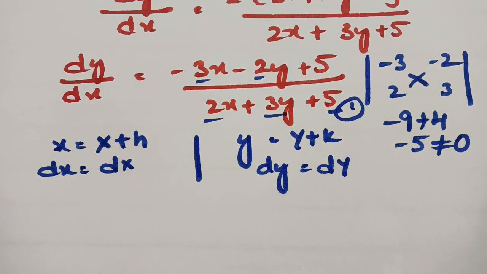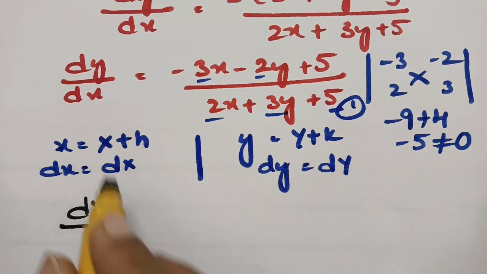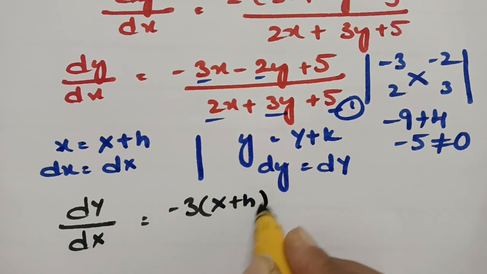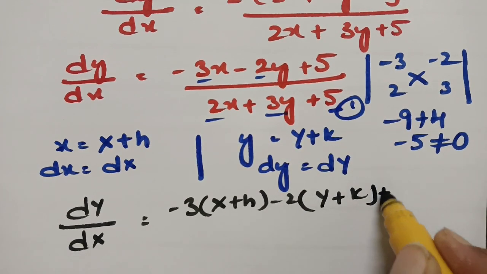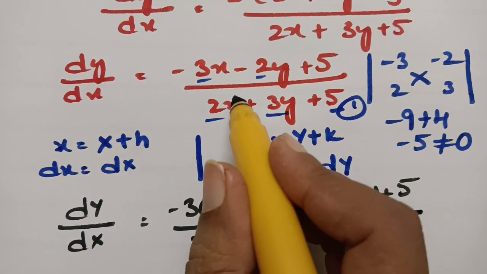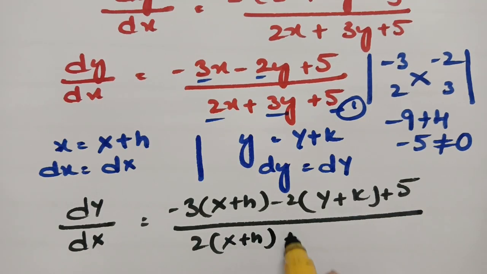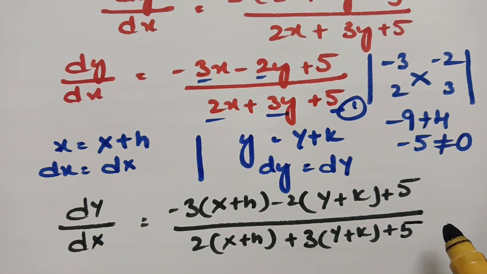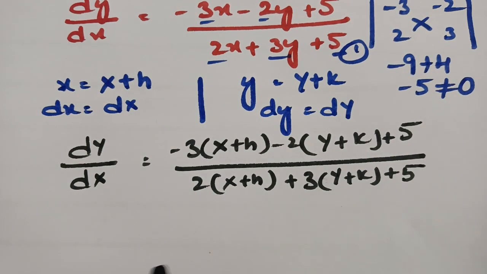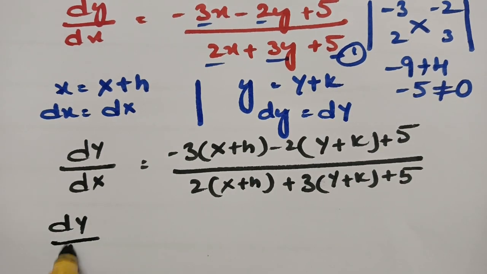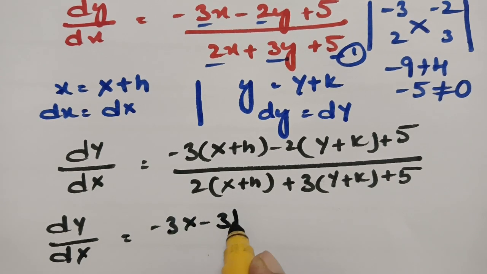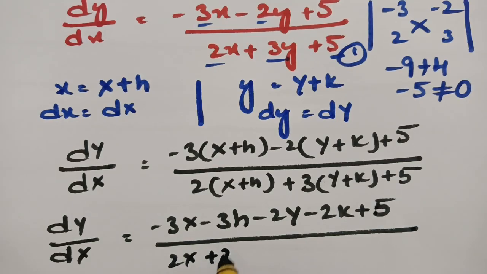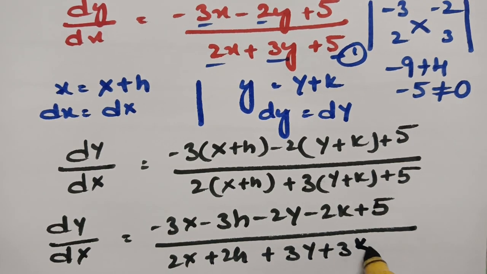Therefore, in place of small dy, I am writing small d capital Y, and in place of small dx, it is d capital X. In place of small x, I am writing X + h, and in place of y, Y + k. So dy/dx = (-3(X + h) - 2(Y + k) + 5) / (2(X + h) + 3(Y + k) + 5). Multiplying out, dy/dx = (-3X - 3h - 2Y - 2k + 5) / (2X + 2h + 3Y + 3k + 5).